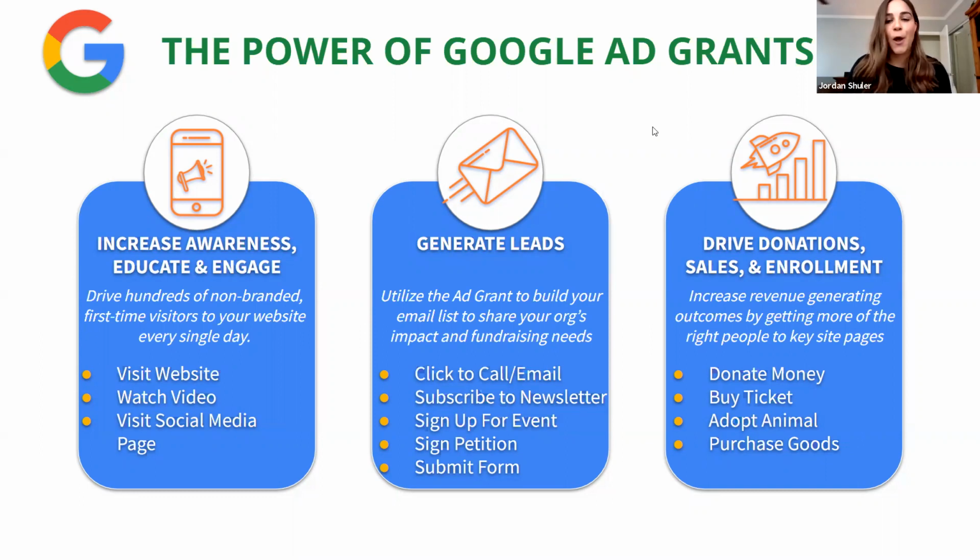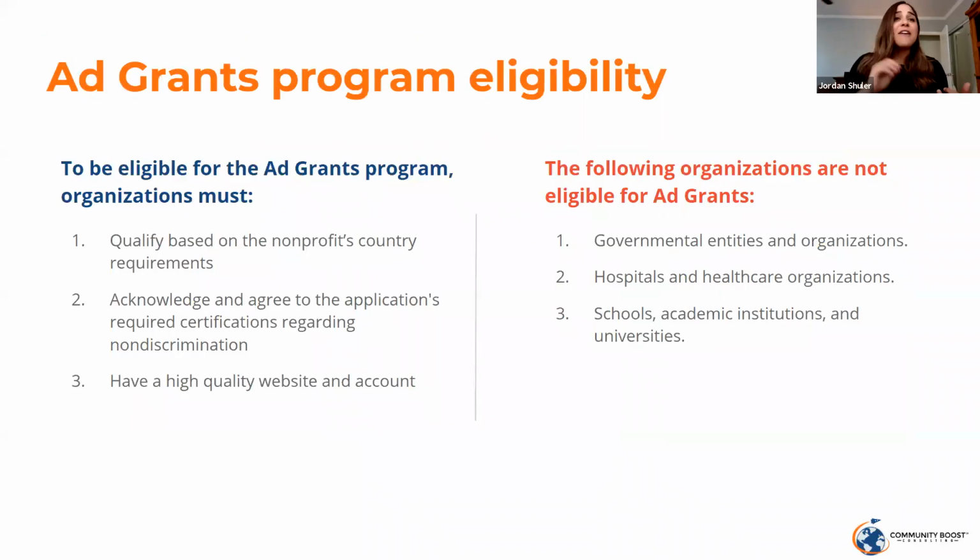a little bit later. So to wrap this up, for those of you who don't have the ad grant and are kind of on the edge of your seat yelling at your computer right now, I'm going to wrap up the details for you on eligibility. So you are eligible for the Google ad grant if you're a qualified 501c3 according to your country's requirements, and you acknowledge and agree to the application certifications around non-discrimination, and you have a high quality website and account.